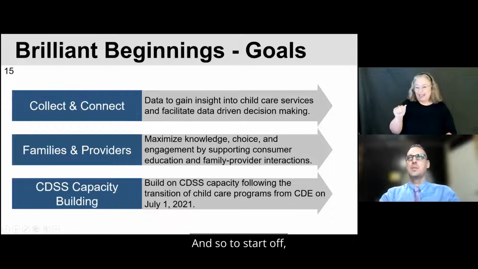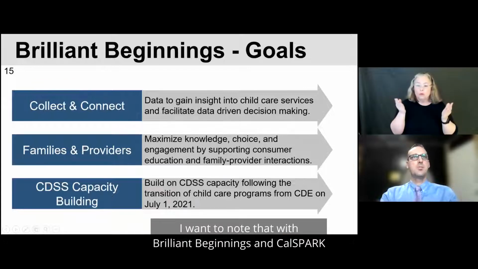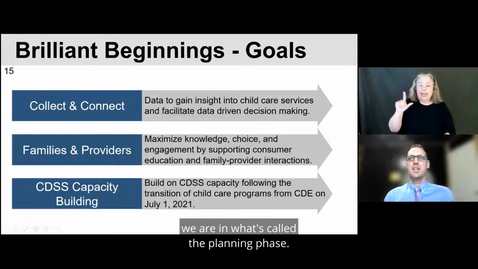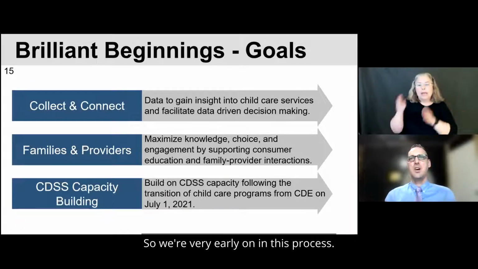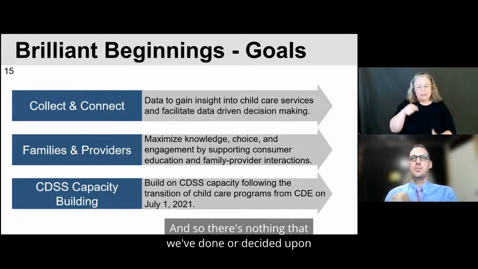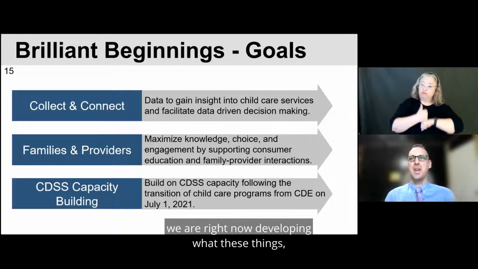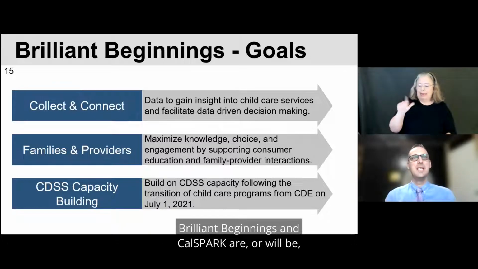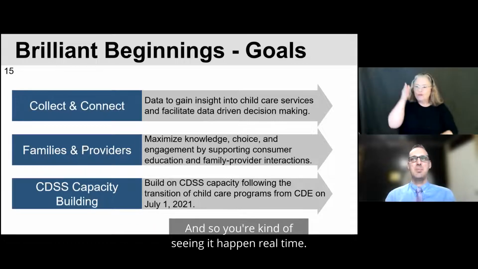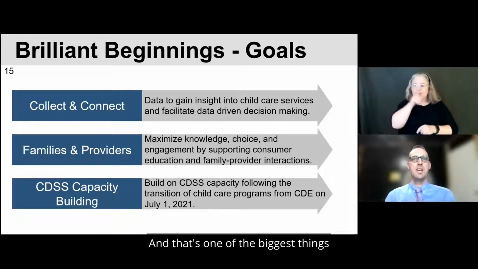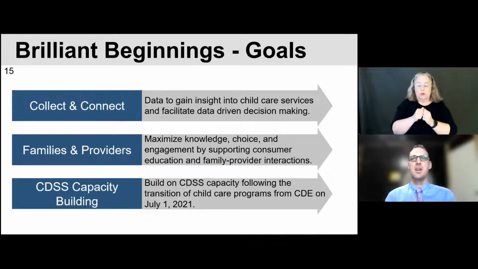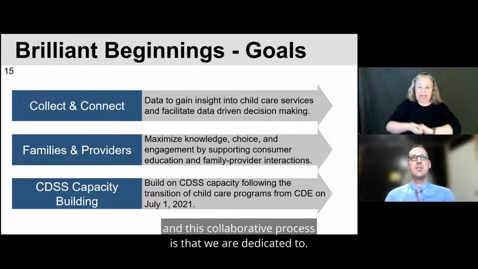And so to start off, I want to note that with Brilliant Beginnings and CalSPARK, we are in what's called the planning phase. So we're very early on in this process. And so there's nothing that we've done or decided upon at this point in time. We are right now developing what Brilliant Beginnings and CalSPARK are or will be into the future. And so you're kind of seeing it happen real time. And that's one of the biggest things with human-centered design and this collaborative process that we are dedicated to.